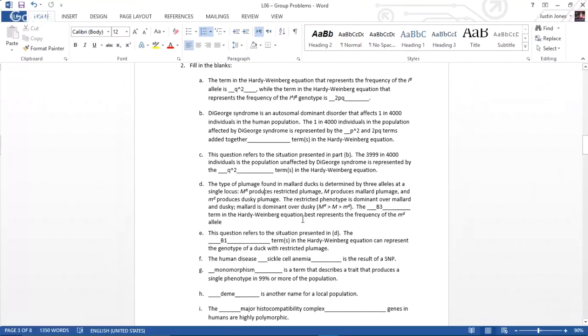So same question up here. Which one of these is restricted? Restricted is the MR, so we know it's going to be B1.